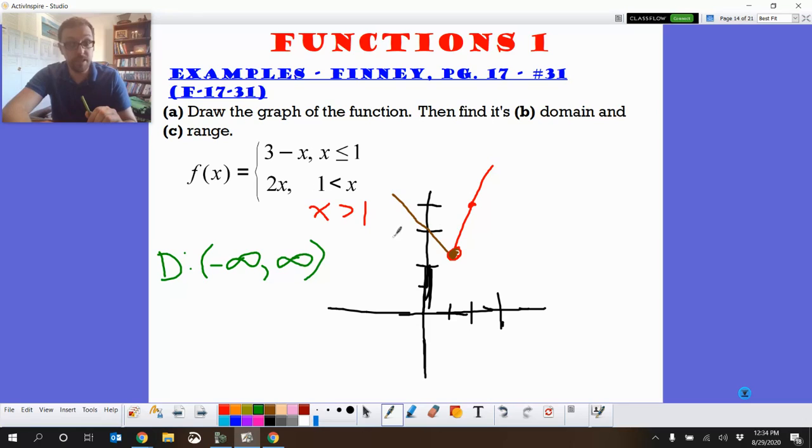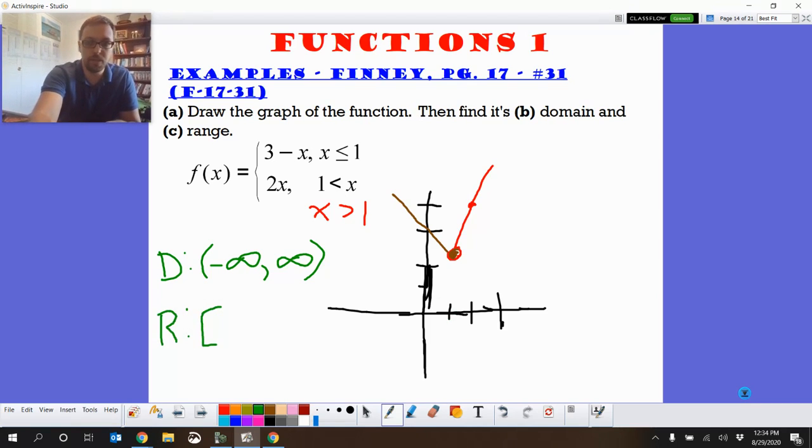Our range, however, does have a problem. You can see that this thing never goes below this point right here. That's as low as it goes. It goes up and up and up, but it never goes lower than that. So our range does have some issue. Our range, our lowest point is 1, because we're checking our y values for that, and it goes up to infinity.